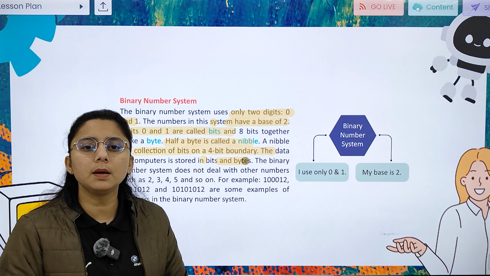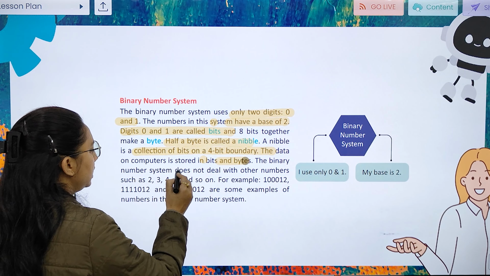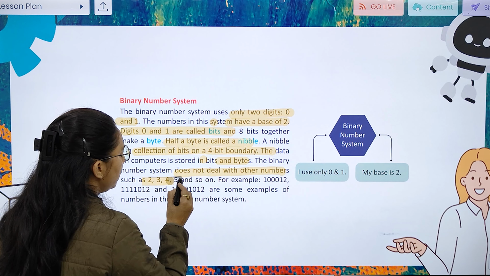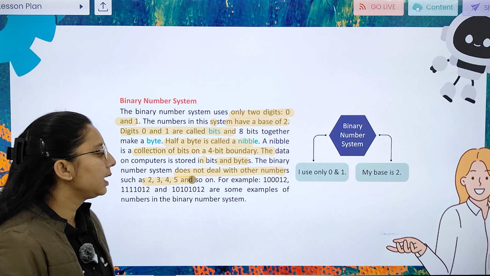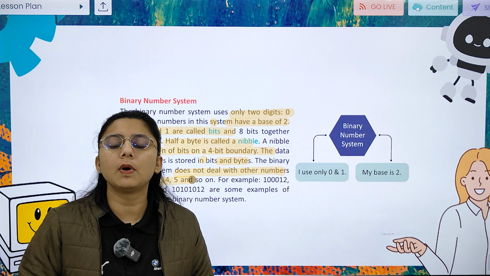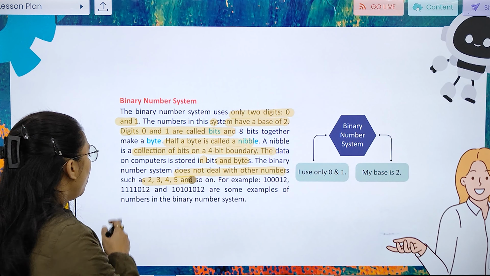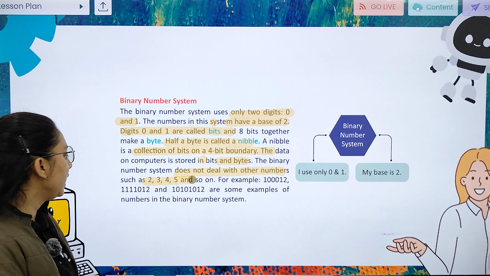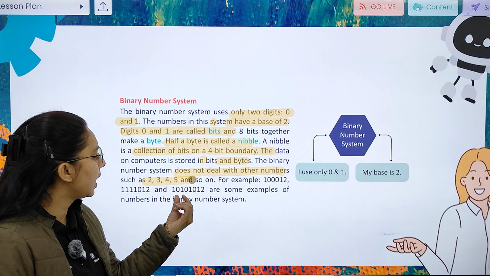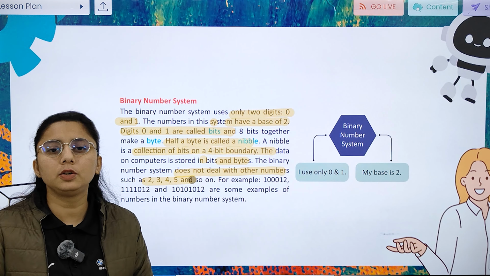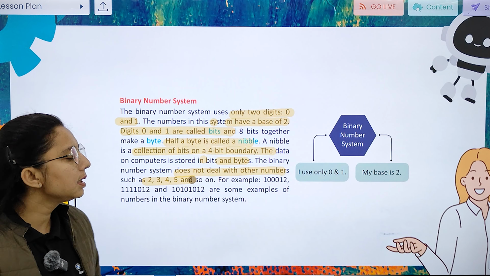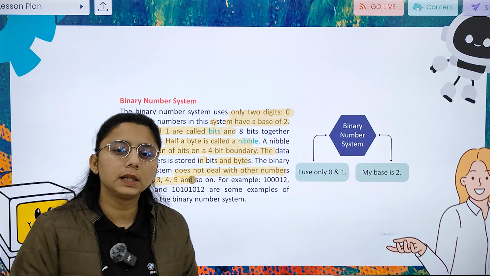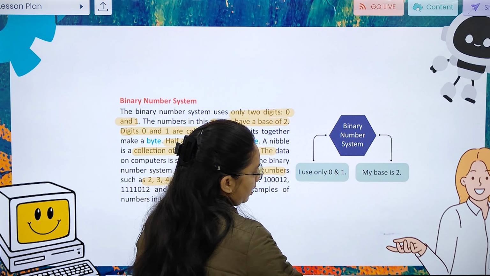And the binary number system does not deal with other numbers such as 2, 3, 4, 5. For example, we have 1 0 1 0 1 base 2, 1 1 0 1 base 2, then 1 0 1 0 1 0 1 base 2. So what are these? These are examples of the binary number system.